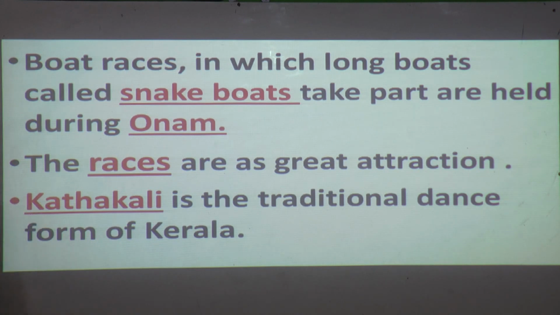So now what is the traditional dance? Now we have seen about the festivals and the dress. Yes, now come to the traditional dance. Now what is the dance? Kathakali. So we'll see that.